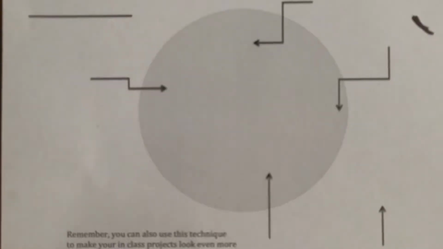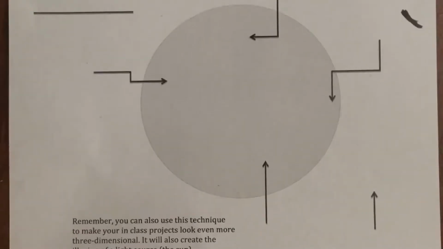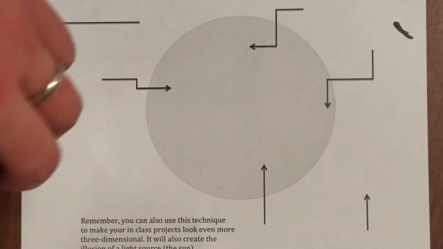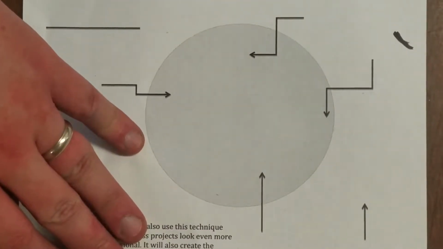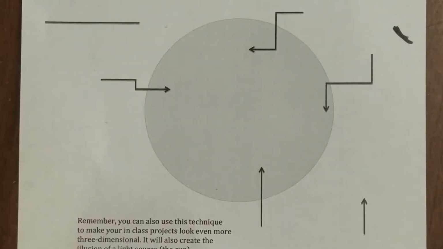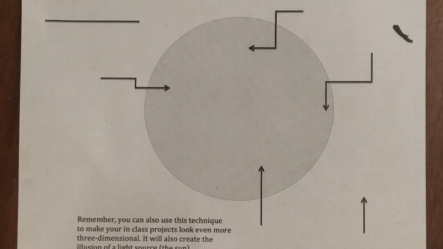Alright, today we're going to talk about how to successfully turn a flat shape into a three-dimensional form by using value. So what you see in front of you is the same worksheet that you have. It's got a picture of a circle, and I'm going to show you some techniques today on how to make it look round, okay, or 3D.